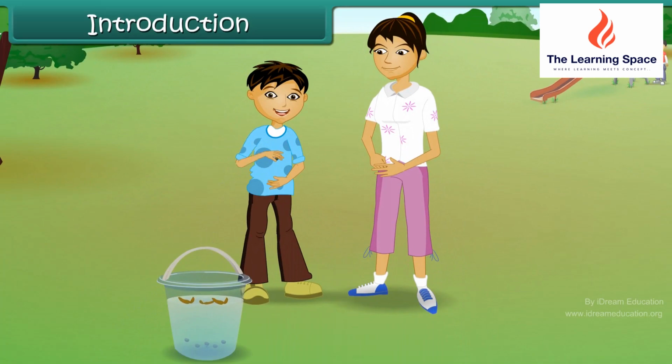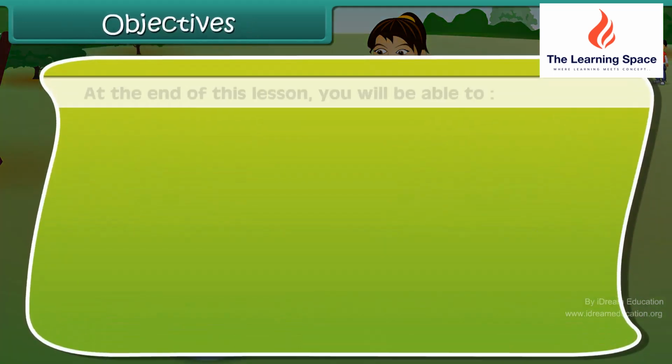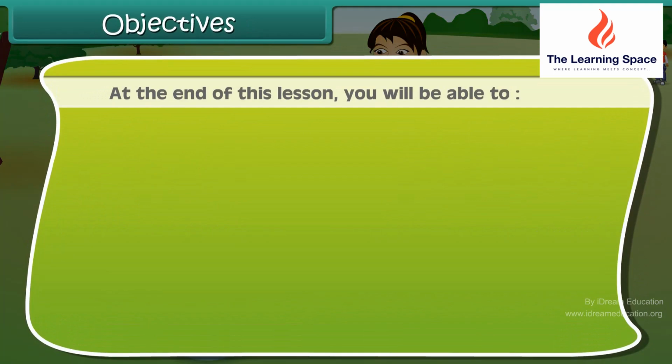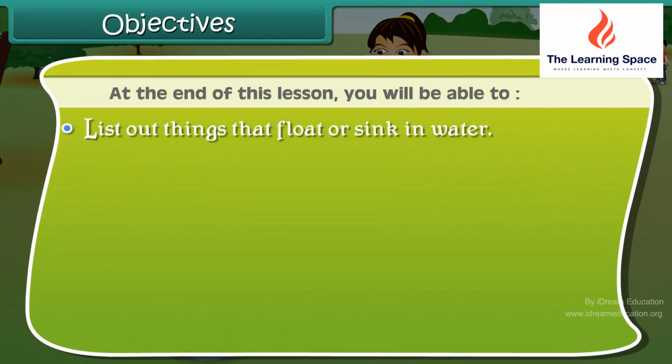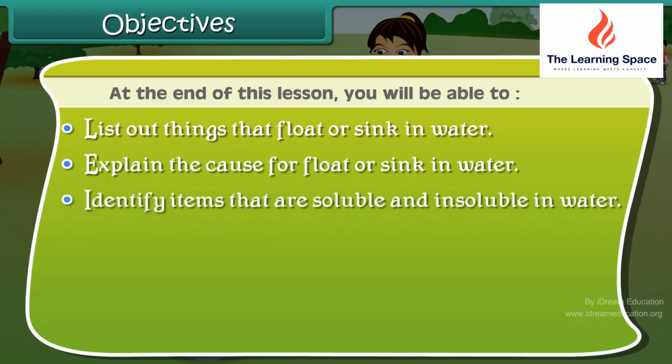In this lesson, you will learn the properties of water. Objectives. At the end of this lesson, you will be able to list out things that float or sink in water, explain the cause for float or sink in water, identify items that are soluble and insoluble in water, discuss evaporation.